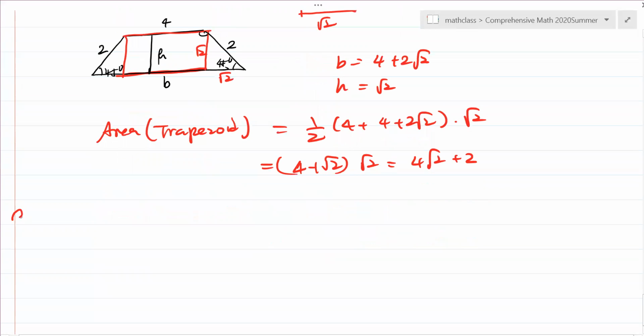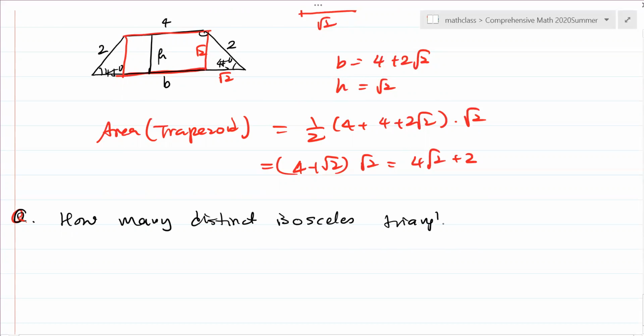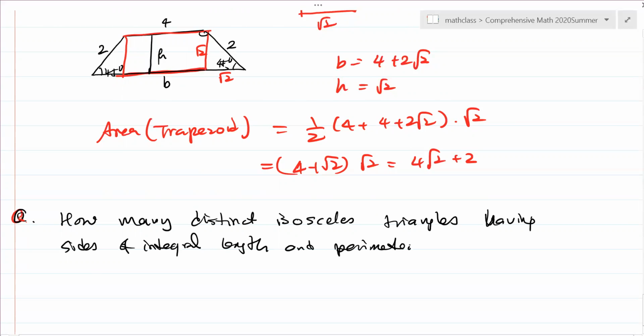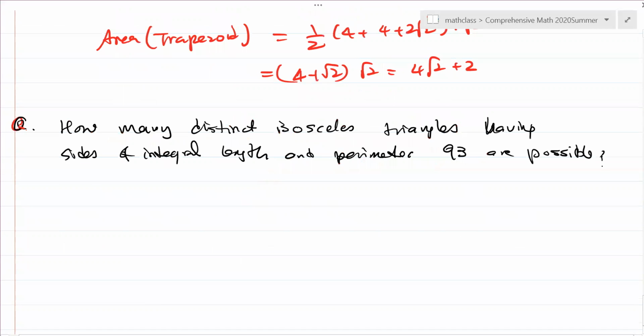Okay. Our next problem I wanted to try also, and I hope you can figure it out quickly. This is a question. Let me write it. How many distinct isosceles triangles having sides of integral length, and I also know the perimeter is fixed. The perimeter is 93. Okay. So great. Think about this problem, and I wish you can give me the answer right away.